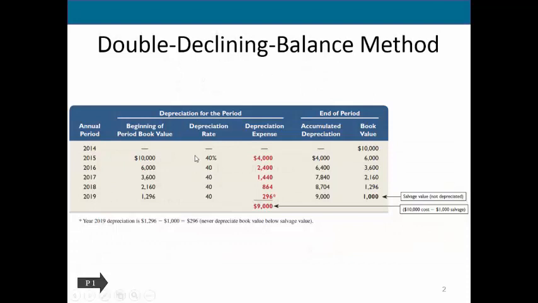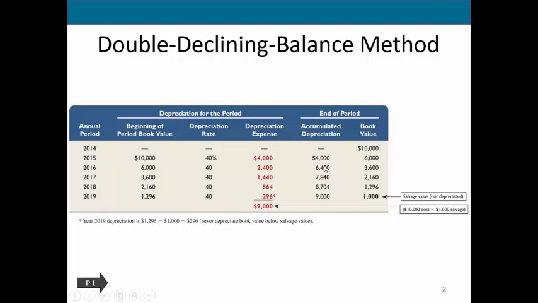So the double declining method, once we calculate that double declining depreciation rate, it's going to be the same for each year, 40%. But what changes is the beginning period book value. That's where we said for year 1 it's 10,000. For year 2 it's going to be our original book value minus any accumulated depreciation, which was 4,000. So 10,000 minus 4,000 gives us 6,000. So then when we calculate our depreciation for the year 2016, it's going to be $6,000 multiplied by 40%.